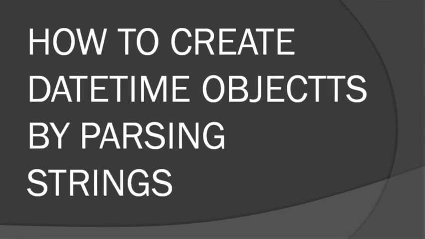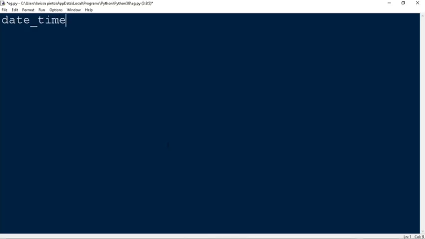How to create datetime objects by parsing strings. There may be times where you have strings and from that you want to extract the datetime objects. So for that, we use the inbuilt method called strptime.